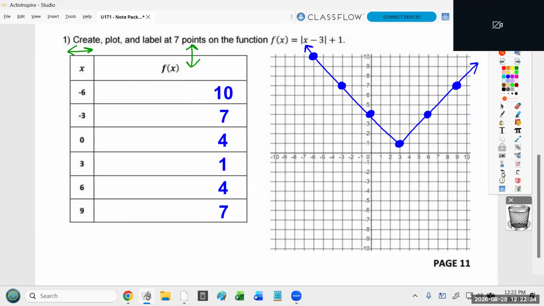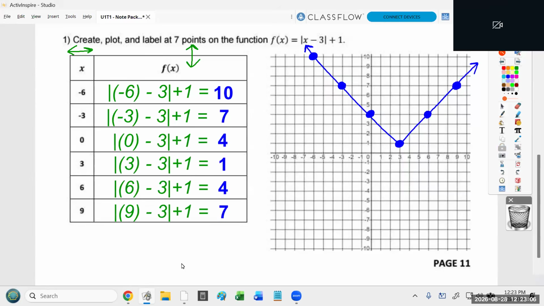Let me reveal one of these at a time. If you take negative 6 and plug it into the equation, and you want to do that mental math in your head, well, negative 6 minus 3 is negative 9. The absolute value of negative 9 is just 9, and 9 plus 1 is 10. If you plug in negative 3 to that equation, negative 3 minus 3 is negative 6. The absolute value of negative 6 is 6, and 6 plus 1 is 7. So if you're good at mental calculations, you could actually fill in the table without touching a calculator.